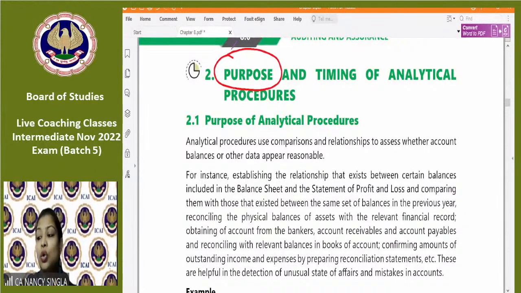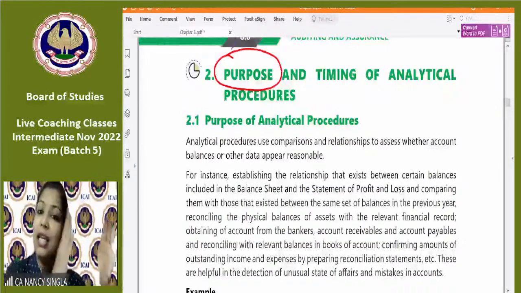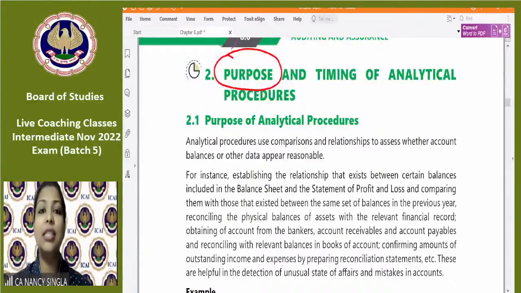Okay? So let's say the auditor may compare various expenses as a percentage to sales or as a percentage to profit. So he may perform a trend analysis. Say in the last 4-5 years, wages was coming as 30% of sales, but this year it has become 50%. So the auditor may analyze this data and come to a conclusion that there may be chances of dummy workmen.